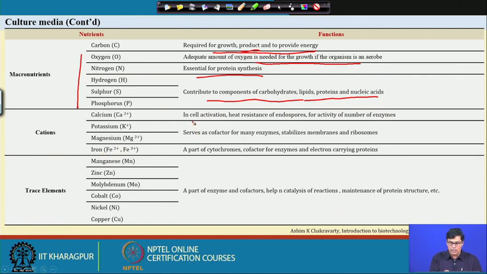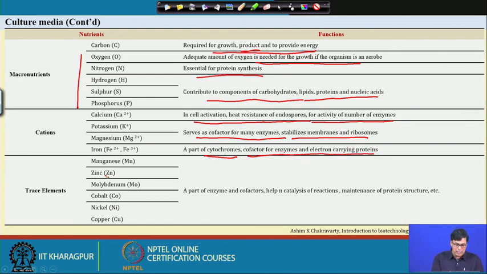Calcium is used in cell activation, heat resistance of endospores, and for the activity of a number of enzymes. I can give the example of the alpha amylase enzyme. In the presence of calcium ion, the thermostability of the enzyme increases. Potassium and magnesium serve as cofactors of many enzymes and stabilize the membrane and ribosomes. Iron is a part of cytochromes, cofactors for enzymes, and electron carrying proteins.